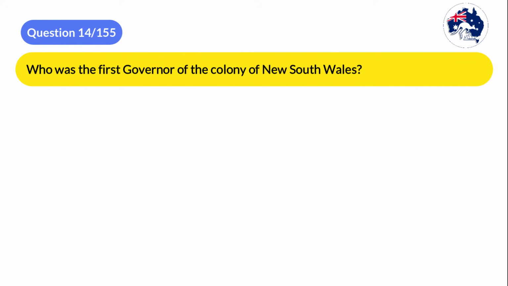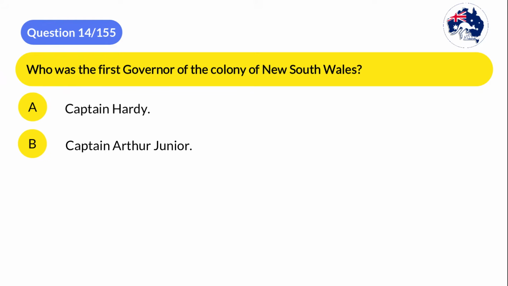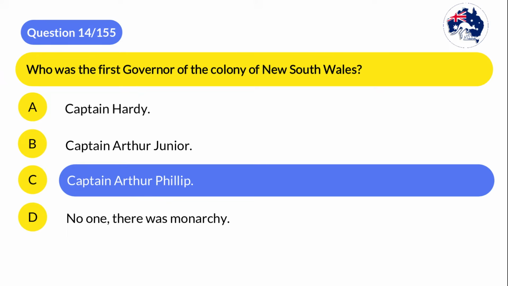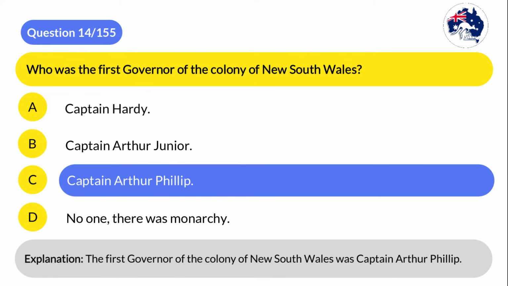Question 14. Who was the first governor of the colony of New South Wales? A. Captain Hardy. B. Captain Arthur Jr. C. Captain Arthur Phillip. D. No one, there was monarchy. The correct answer is C. Captain Arthur Phillip. Explanation: The first governor of the colony of New South Wales was Captain Arthur Phillip.